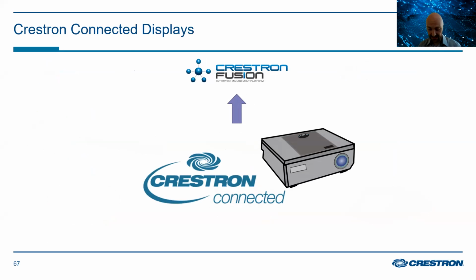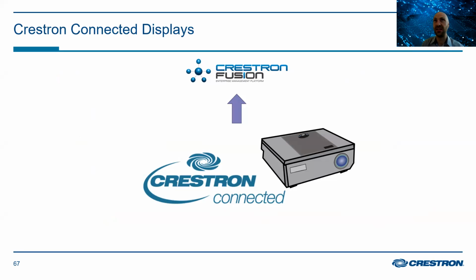And then we have Crestron connected devices as well. So these are displays and projectors. And these devices actually have a Crestron chip inside, which means that the device will talk natively to Fusion and also report a set of data to Fusion.